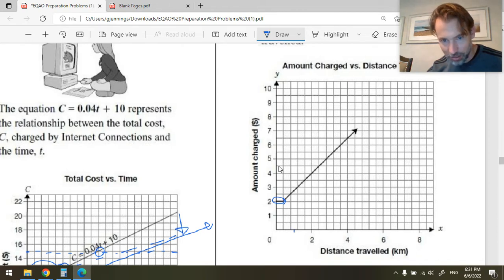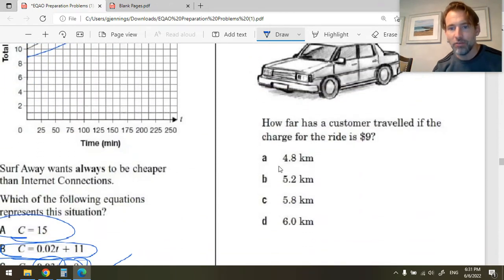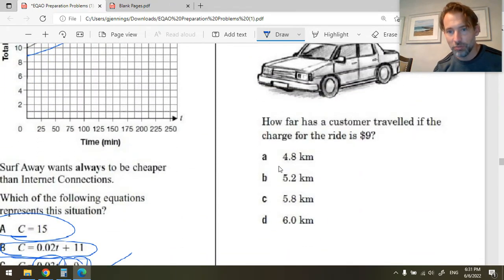1 kilometer would be there. So anyway, there's no charge for the first little bit. And then they start charging you. All right, so what's the question? How far has the customer traveled if the charge for the ride is $9?